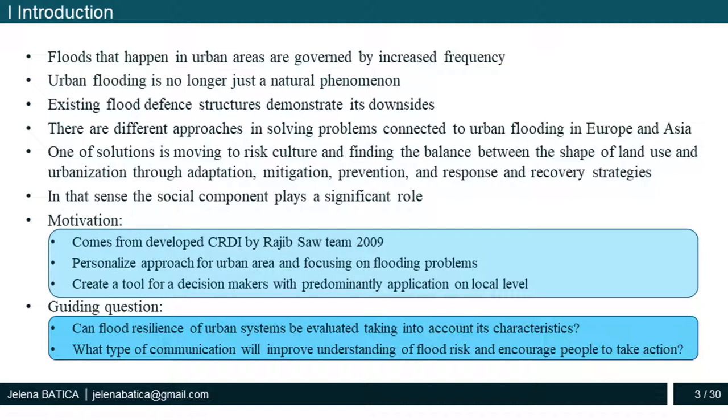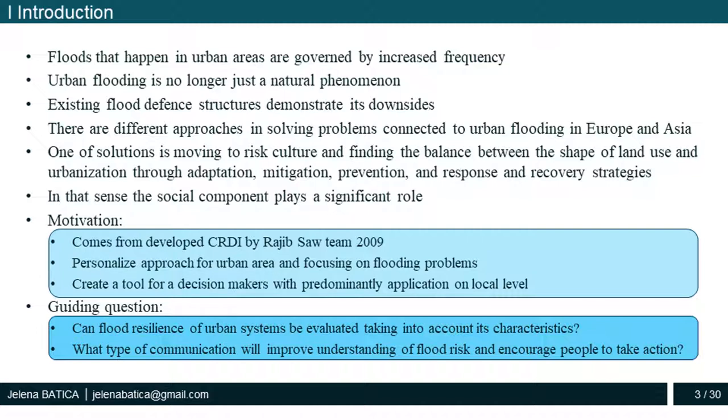Let's start. We know that floods that happen in urban areas nowadays are governed by increased frequency. This comes from many driving forces and many pressures that exist within cities, especially big cities. Nowadays, urban flooding is no longer just a natural phenomenon. It is triggered by many things. For example, you have insufficient capacity of the existing drainage system to receive the amount of water that is coming. Then you have the coincidence of different flooding types at the same time. You have the rainfall flood, and then you have the river flood at the same time. So the system cannot accept everything. In that case, of course, you have urban flooding.